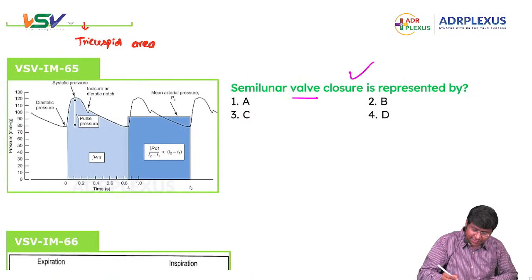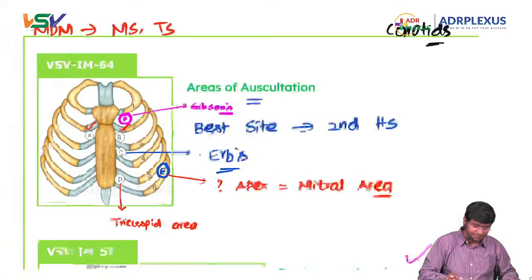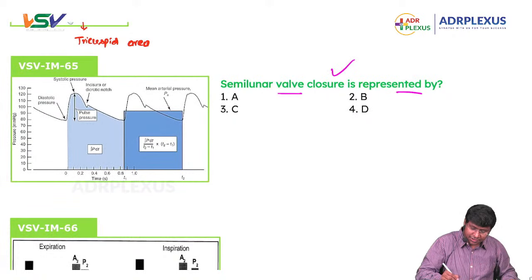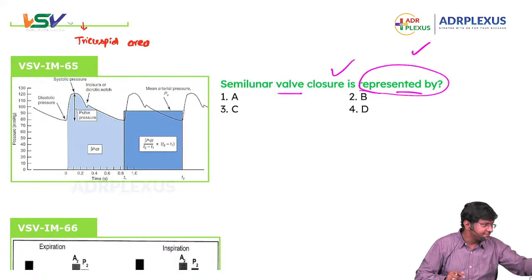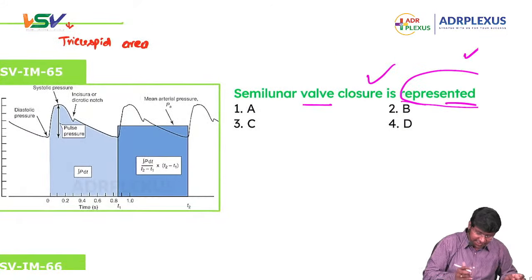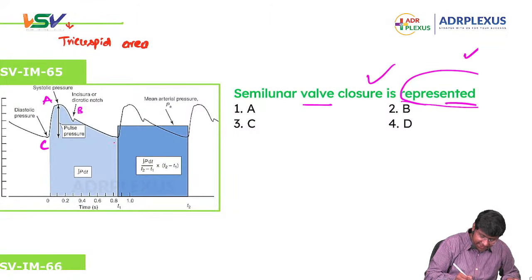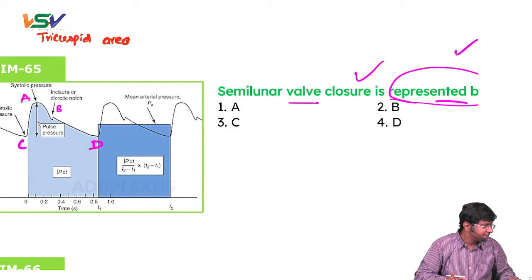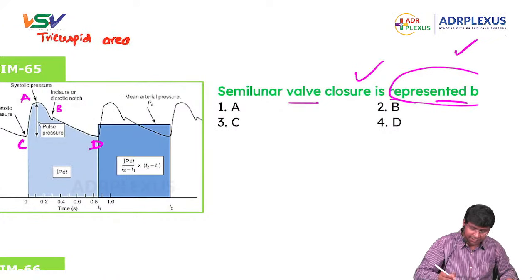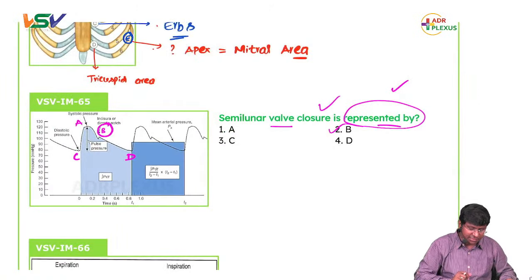Semilunar valve closure, I hope everyone has written down. Right, then we'll move on to the next. Semilunar valve closure is represented by which point? This is your A, B, C, and D. Already I have discussed this. So this corresponds to B, that is the incisura. Incisura is the point where the semilunar valve is closed.